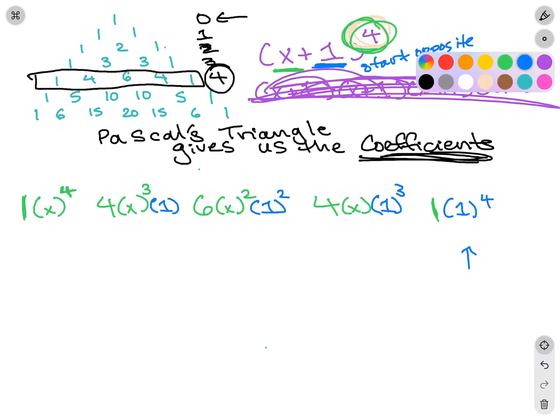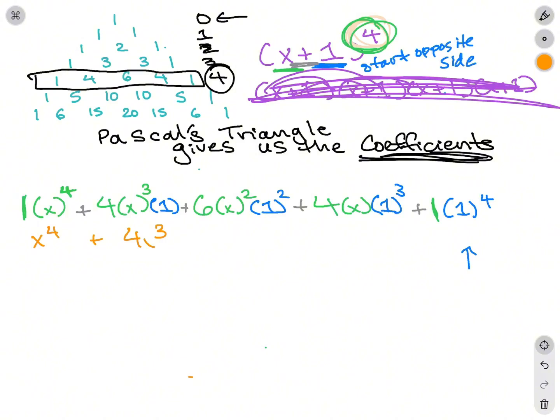Then there's a plus sign between all of these clusters, all of these expressions. It makes one big expression. And then you're just going to solve. You're just going to simplify this. Multiply everything out. So the first one is x to the 4th.